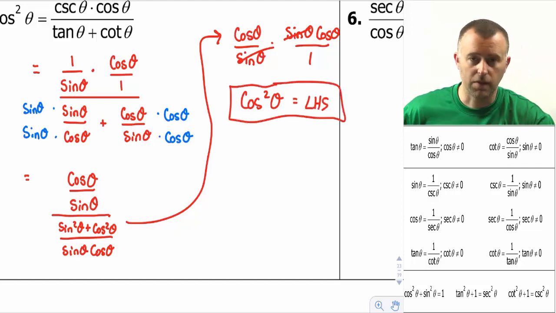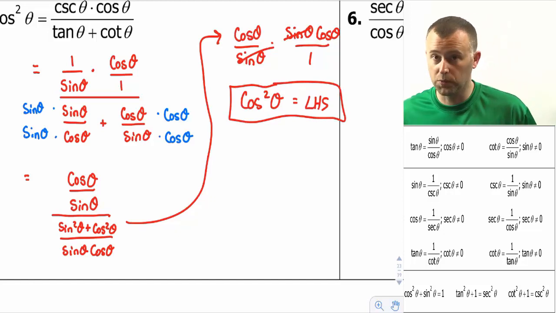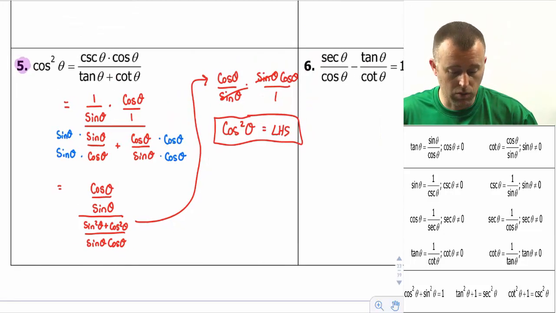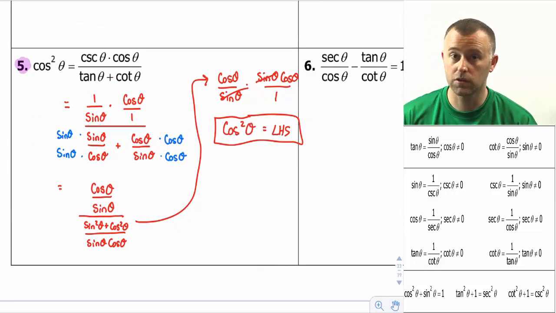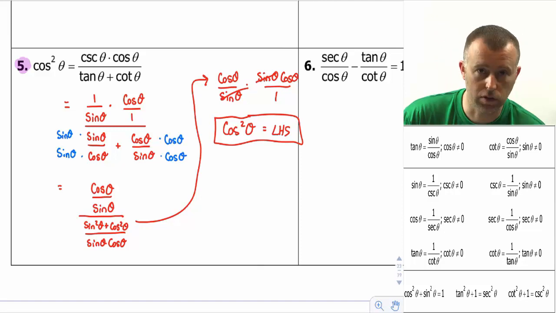So again, very useful to use those. And this one I ended up using multiple identities. You just look and see what identities you can use, and then just start using them and doing algebra. If you do that, you should be able to get to your answer.